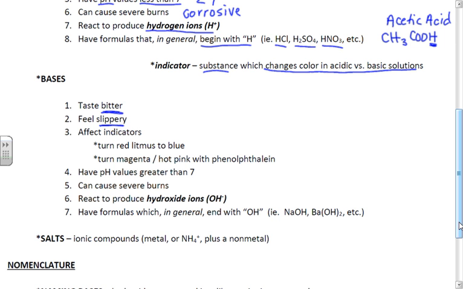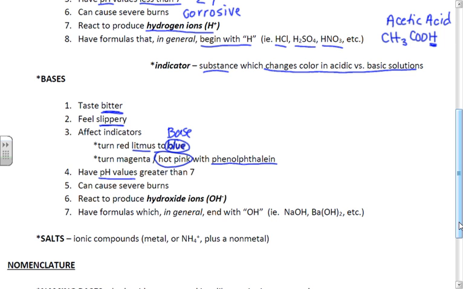Bases are going to turn litmus paper blue. If it's red, it'll turn to blue. If it's blue, it stays blue. That's easy to remember because base, blue, they both start with a B. They're both 4 letters. Base, blue. When we use phenolphthalein indicator, it's going to turn a magenta or hot pink color. It stayed clear and colorless when we put it with an acid, but it turns a very bright pink whenever you add it to a base.